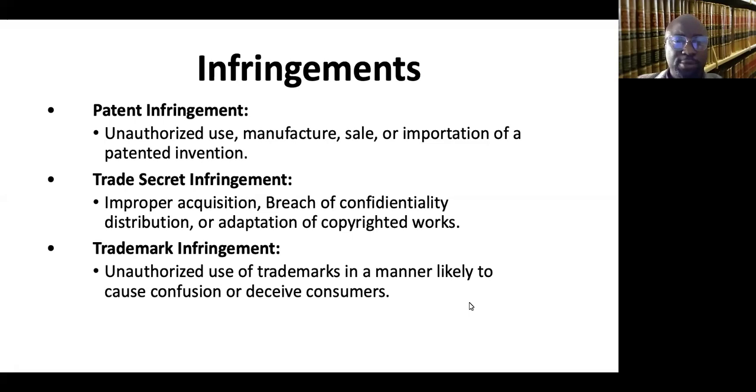For trade secret, which I want to touch upon a bit, infringement could take the form of improper acquisition. This could include methods like theft, unauthorized access, or espionage. This can occur when someone, for instance, gains access to confidential information through unlawful means, such as hacking into a company's system, or your system, or stealing a physical document.